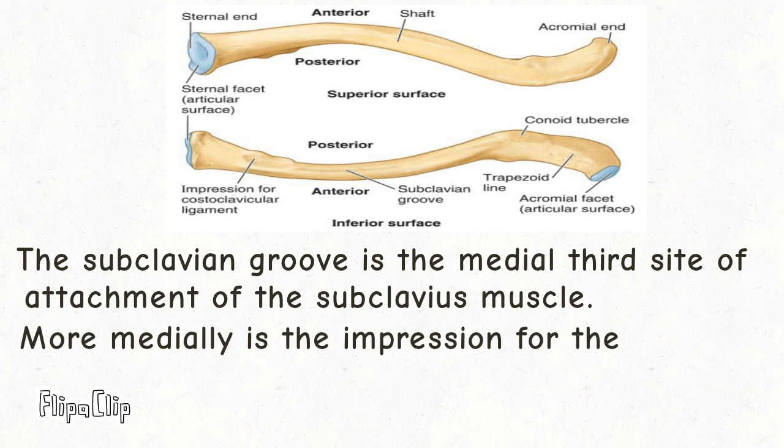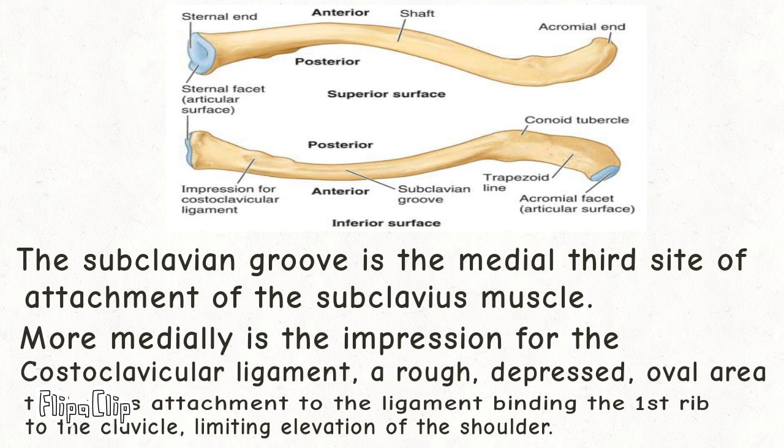The subclavian groove is the site of attachment of the subclavius muscle in the medial third. More medially is the impression for the costoclavicular ligament, a rough depressed oval area that gives attachment to the ligament binding the first rib to the clavicle, limiting the elevation of the shoulder.